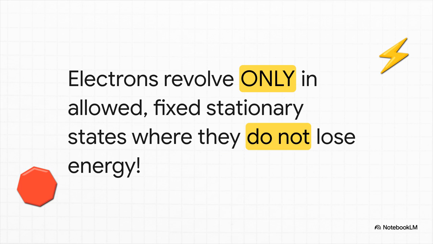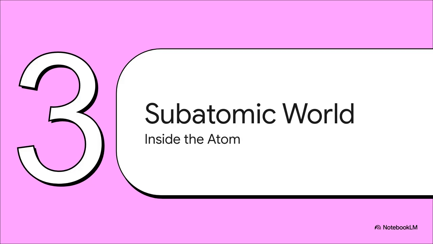Well, the crucial point here is this. According to Bohr, electrons revolve only in those allowed fixed stationary states we just talked about. And as long as an electron stays rigidly inside its designated orbit, it doesn't lose any energy at all. Because its energy stays completely stable, it simply doesn't spiral inwards to crash into the center. Problem solved.